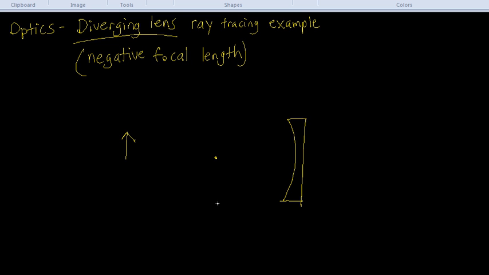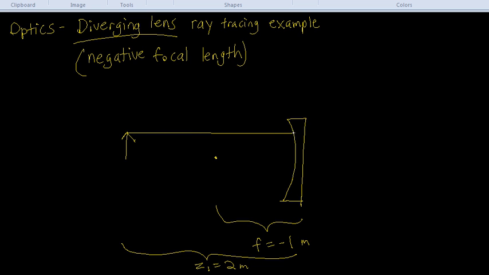We're going to say that the focal length of the lens is -1 meters in this case. And we're going to put the object, which is called Z1, at 2 meters away. So let's go ahead and trace out some rays and see what happens. Well, remember the 3 rays that we can trace. Let's first do the parallel ray.